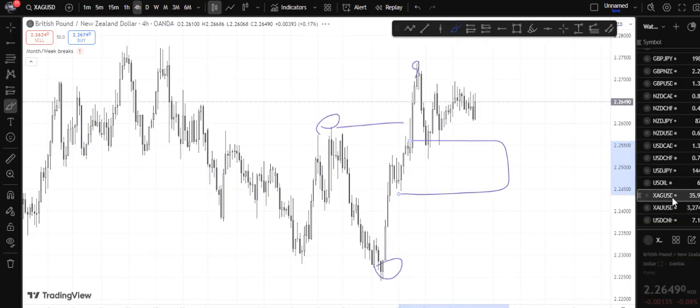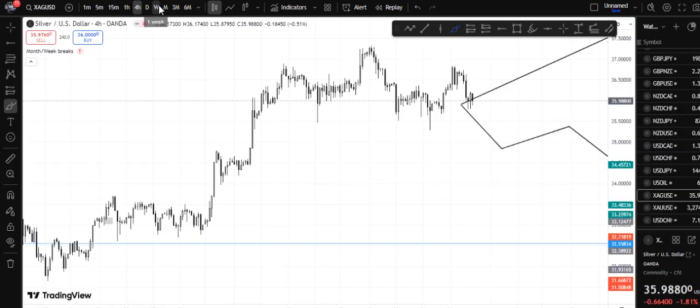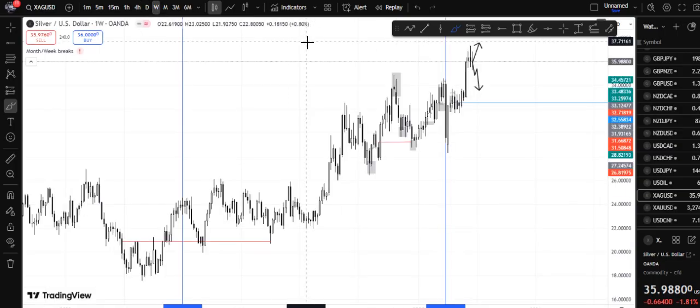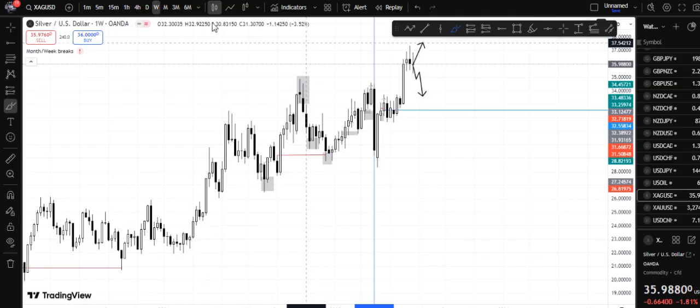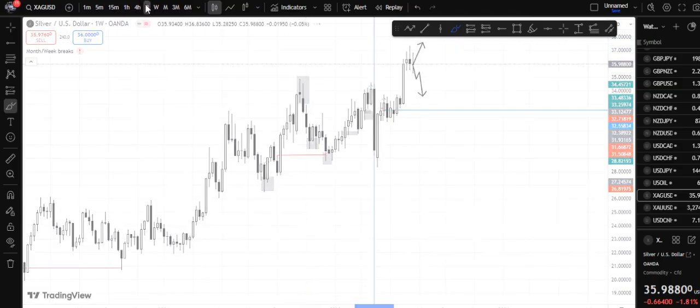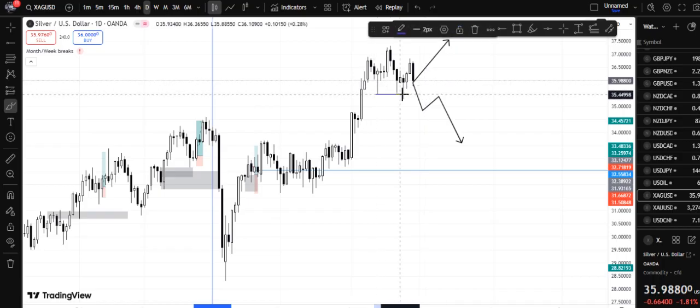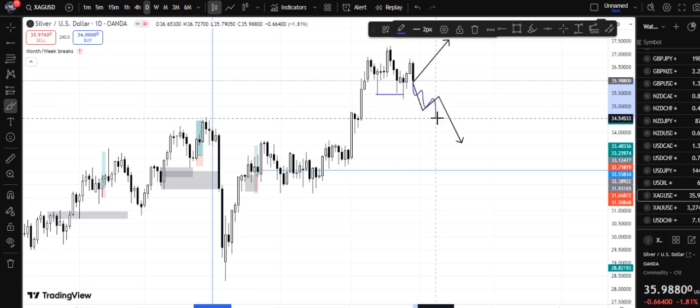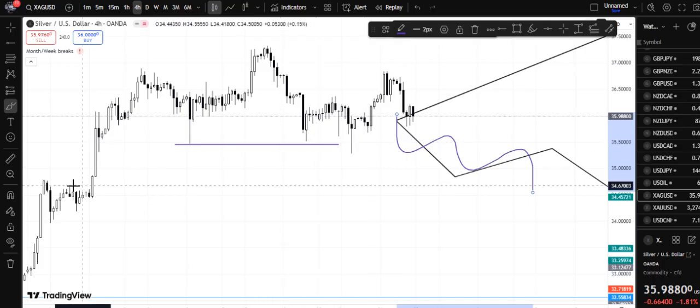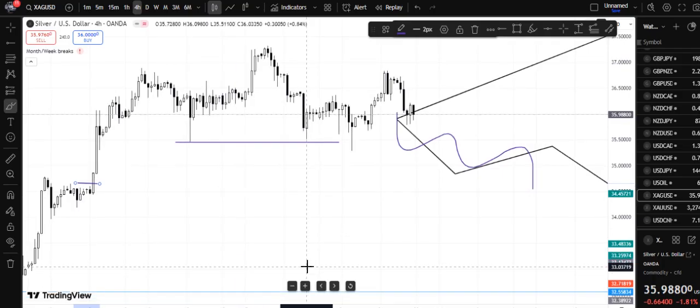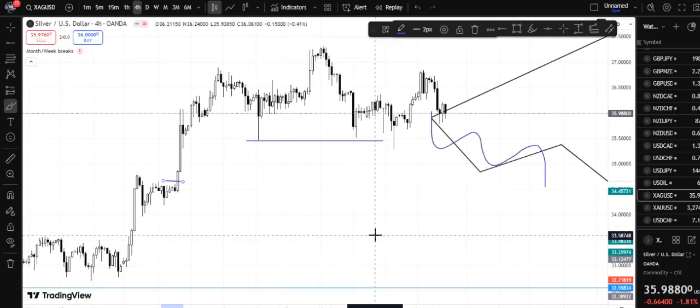Another thing is the silver and gold. Silver, I expected silver to pull back to the downside. That's created a higher high. So this is a break of structure. So I'm expecting silver to continue to the downside, at least to this area, 34.64 area. Then it can get to 33.5. So this is short for me.